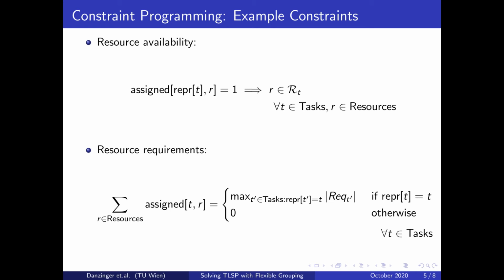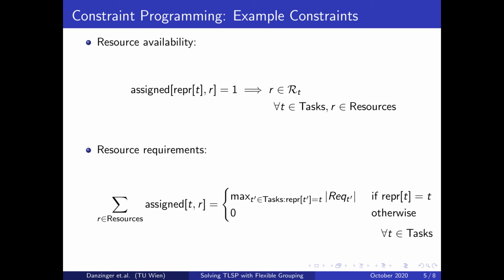On the other hand, if T is a representative task, if it points at itself, the number of resources we need to assign is given by the maximal resource requirement of all tasks pointing at T. Now, you may be thinking that these constraints look pretty expensive, and I would agree. Putting together grouping and scheduling in a single model like this is not exactly easy on the CP solver.